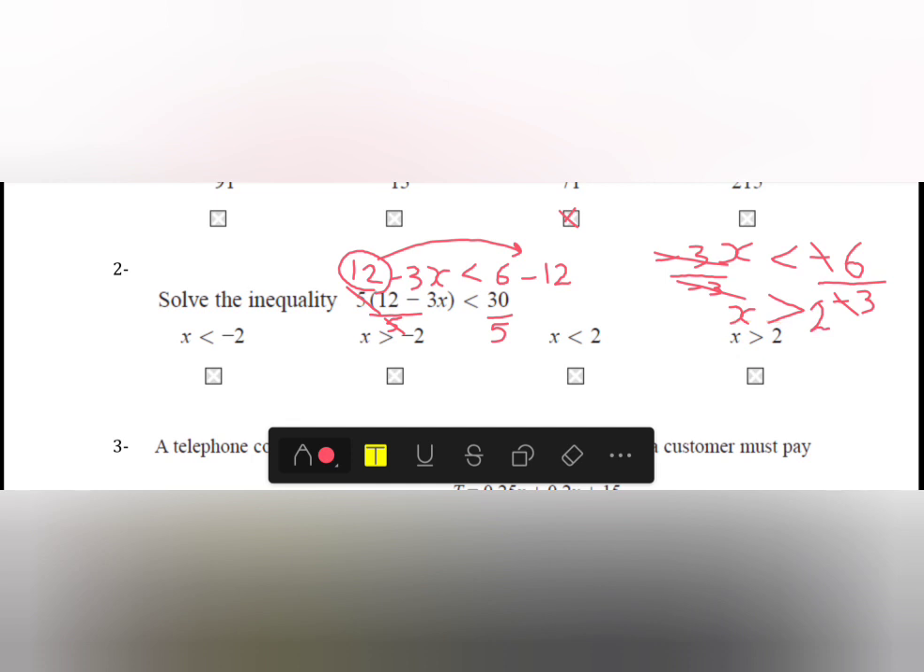So I'm going to check it here. As I said, the rule says if you multiply or divide by a negative number in the inequality, you must flip the sign of the inequality. Very good. Now let's move on to the next question.